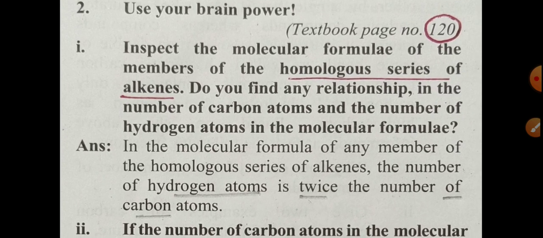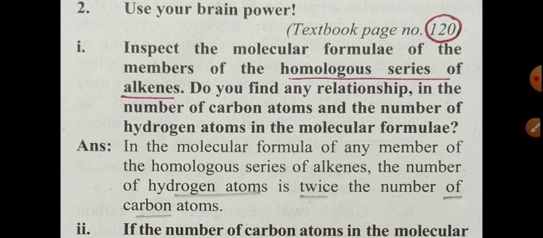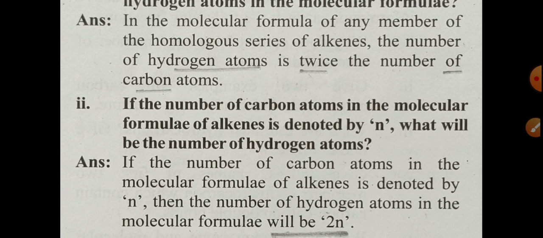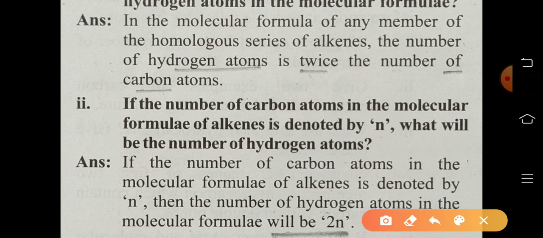Do you find any relationship in the number of carbon atoms and the number of hydrogen atoms in the molecular formulae? So the answer: in the molecular formula of any member of the homologous series of alkene, the number of hydrogen atoms is twice the number of carbon atoms. You check that. Next. And the second question: if the number of carbon atoms in the molecular formulae of alkene is denoted by small n, what will be the number of hydrogen atoms? If the number of carbon atoms is denoted by n, then the number of hydrogen atoms in the molecular formulae will be 2n, because we learned the general formula of alkene.